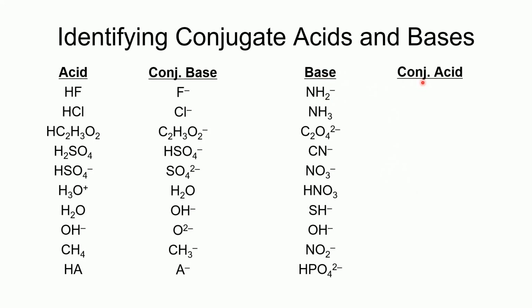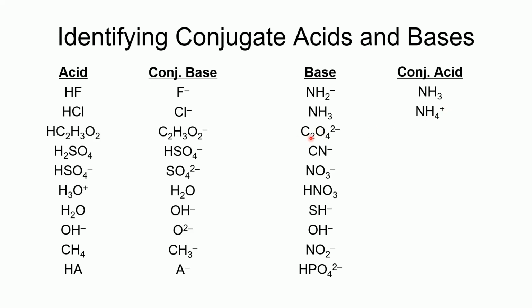Now, for bases and their conjugate acids, you just go the other way. You're going to add hydrogen to it and increase the charge by +1. So if you start off with something negative, it'll increase by +1. Since this is -1, you'll end up with something neutral. If you start off with something neutral, you'll end up with something positive. So NH2 minus, when you add H plus to it, you will get NH3. NH3, if you add H plus to it, you will get NH4 plus.